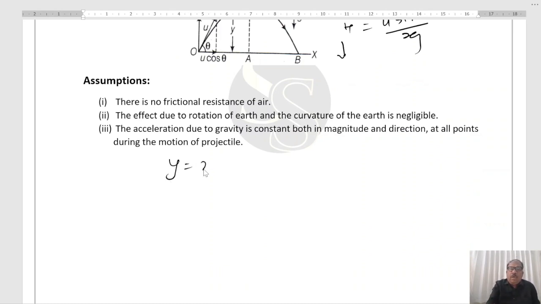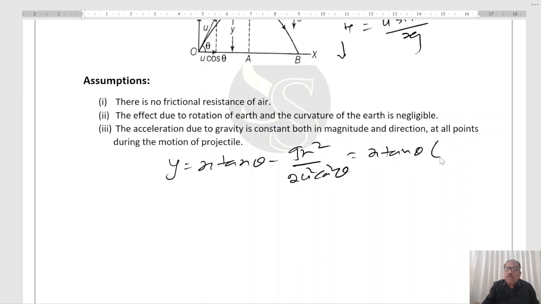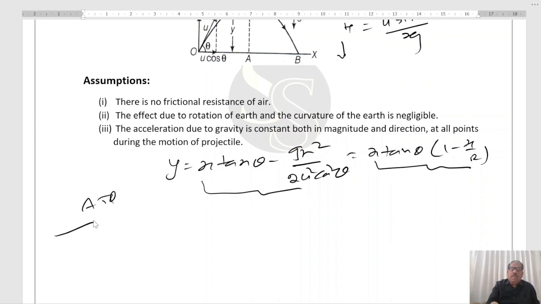Y equal to x tan theta minus g x square upon 2u square cos square theta, equal to x tan theta into 1 minus x upon R. This is the equation of trajectory. According to requirement, either we have to pick up this one or this one. According to the question, y equal to x minus x square by 20, right? So this is equation 1, this is equation 2.